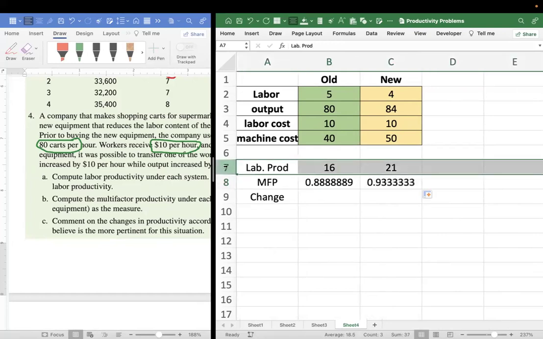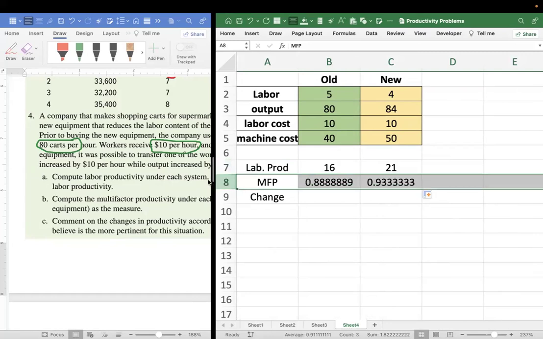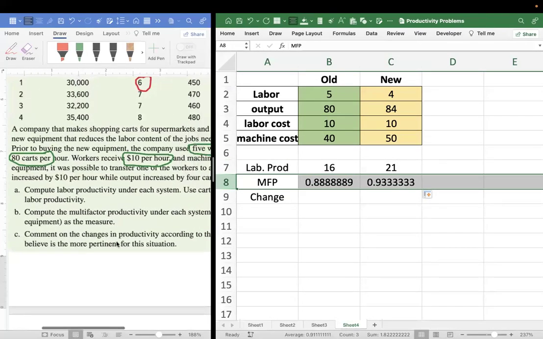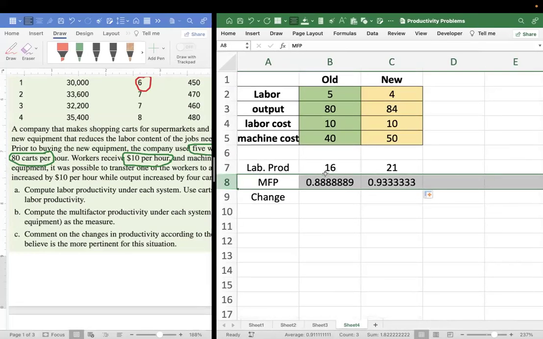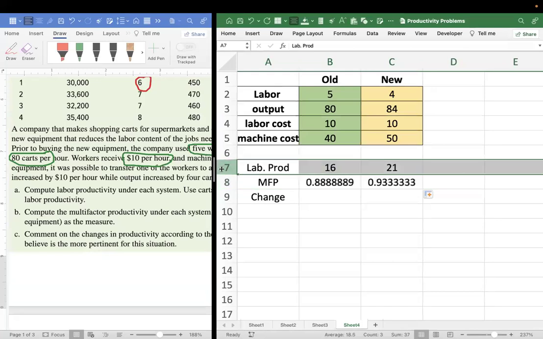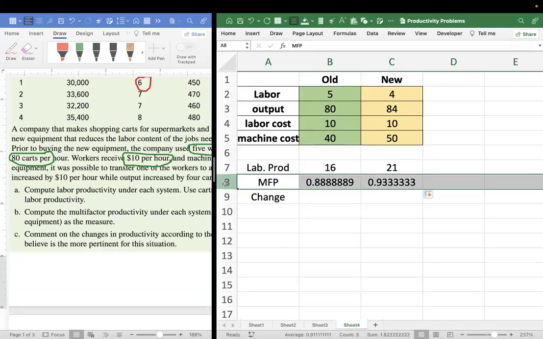We got labor productivity, we got multi-factor productivity, and the last part is to comment on the changes in productivity, which means how much percentage change is happening when you're moving from 16 to 21. What is the percentage increase? We know there's an increase of 5 units, but we are not talking about absolute numbers. We want to figure out the percentage increase in productivity, not only for labor, but also for multi-factor productivity. And the formula has been given in slides.